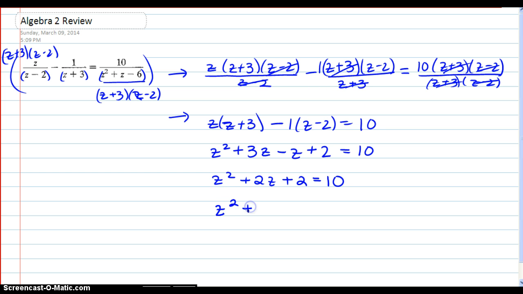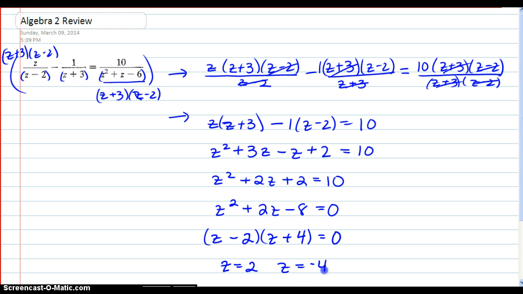And now I notice it's a quadratic, so I'm going to subtract 10 from both sides to get negative 8. And now when I have a quadratic, I have to factor. So z and z, something that multiplies to negative 8 and adds to positive 2, so that's why I make it a positive 4 and a negative 2. So my two possible answers are z could be a 2, or z could be a negative 4.